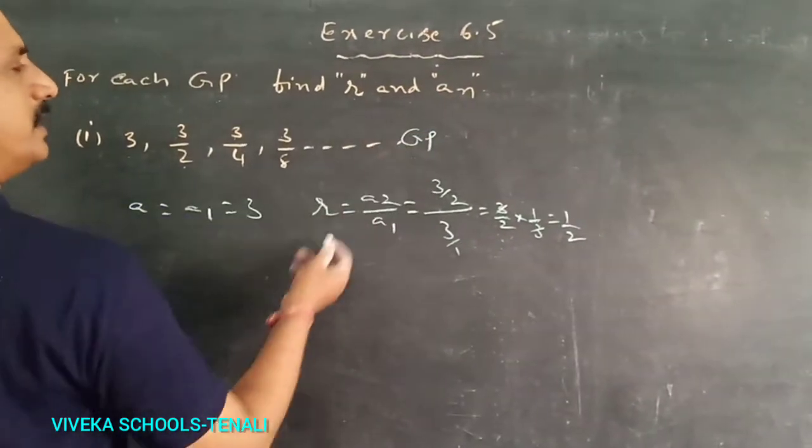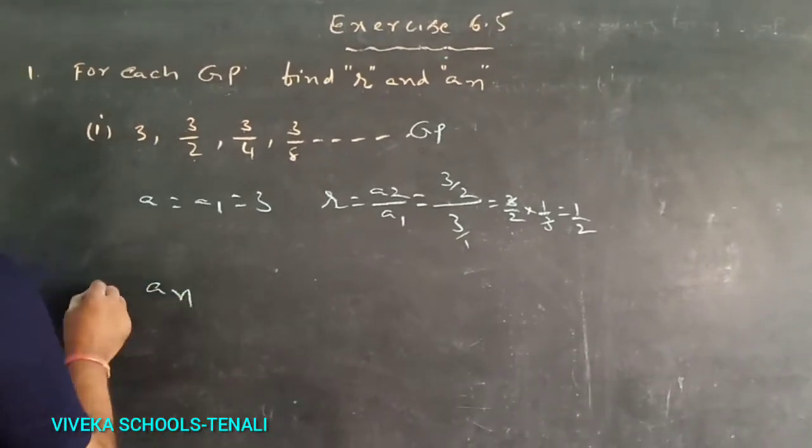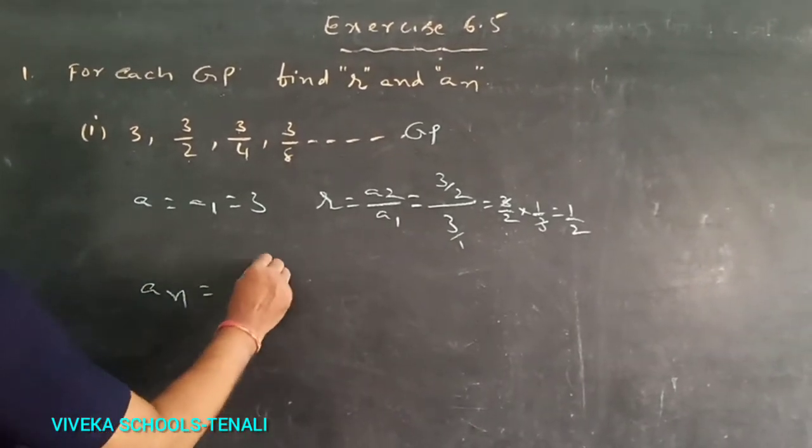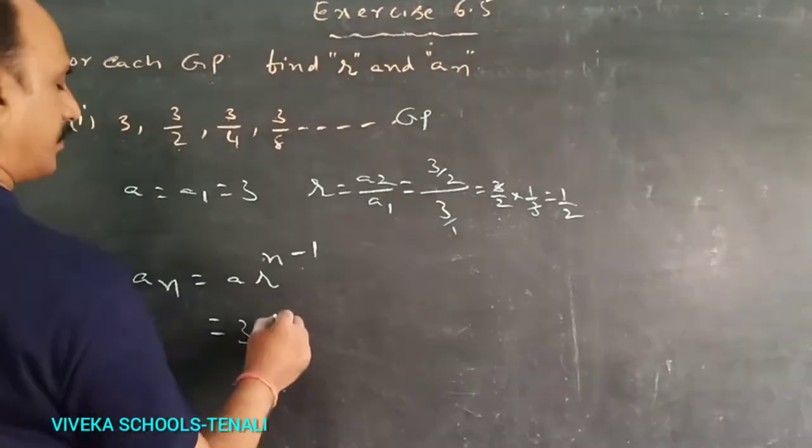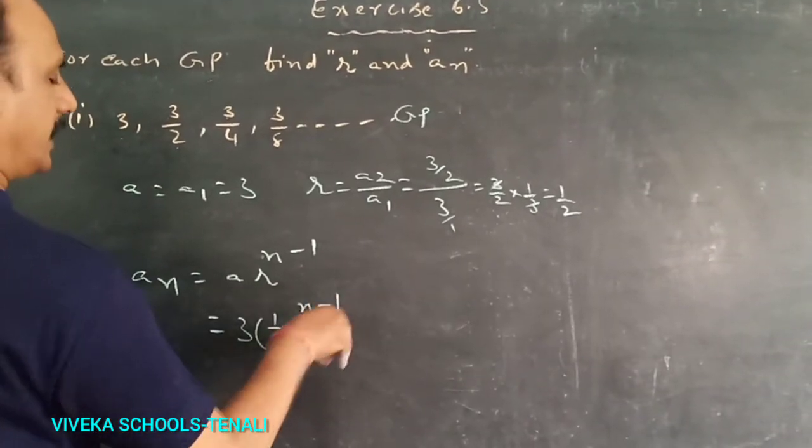Then we have already found it, now find An. In GP, An is equal to A into R to the power of n minus 1. What is A? 3 into R, which is 1 by 2, to the power of n minus 1.